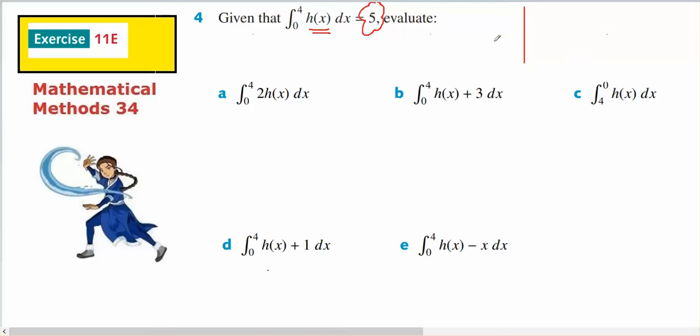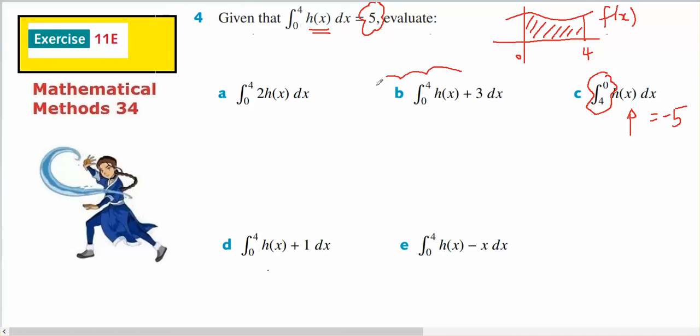So I know that if this is my f of x, then from 0 to 4, this area here is equal to 5. So if I swap the terminals, it's going to equal negative 5.